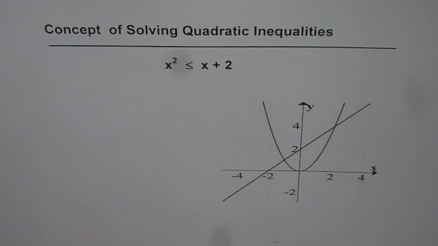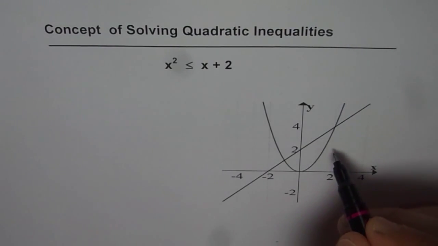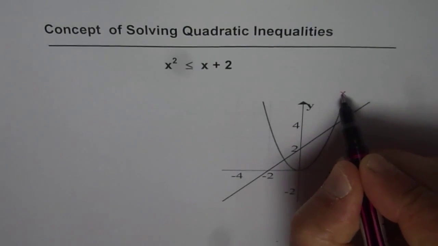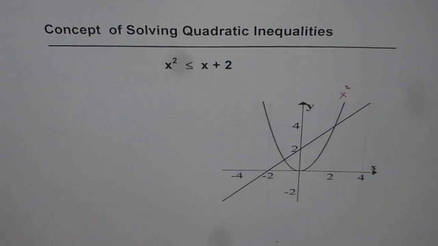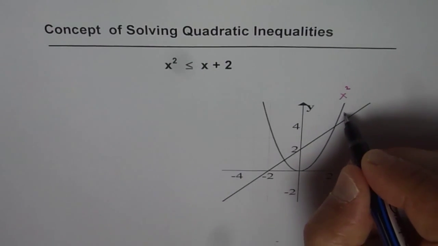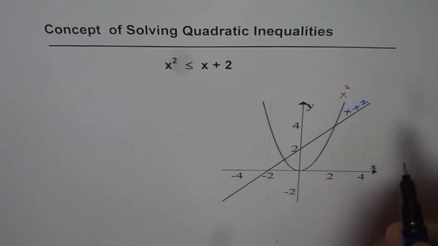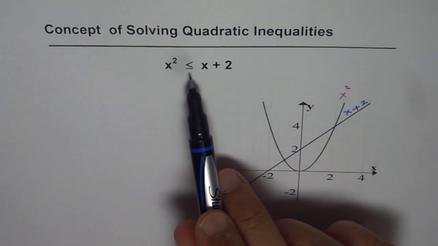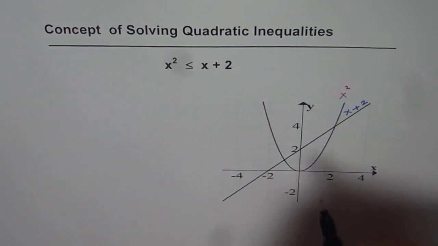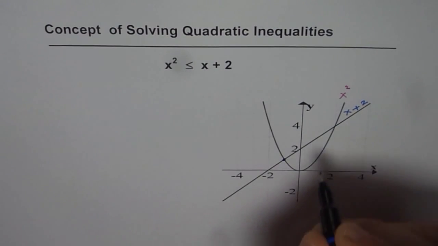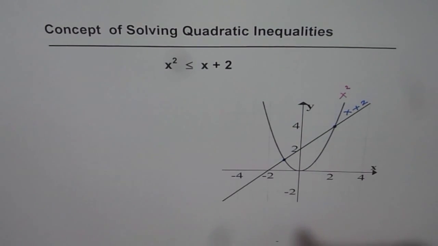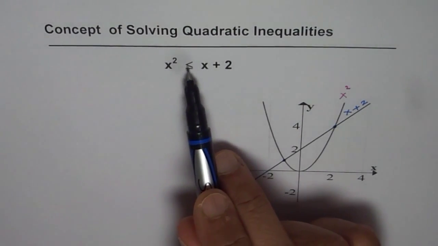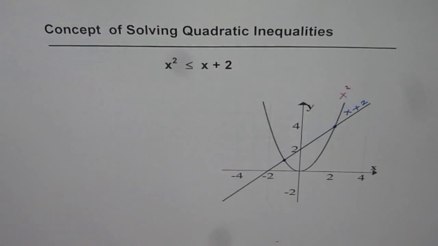So what we have on the graph on the right side here is the graph of x squared, right? And the second graph is of the line x plus 2. So this is x plus 2 here. Now when we say x squared is less than or equal to x plus 2, equal to means these points, the points which are common to both. Now the solution is when the parabola x squared is less than or equal to the line x plus 2. So that interval, that region, is part of our solution.